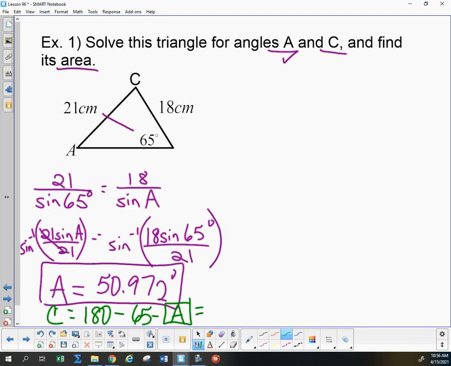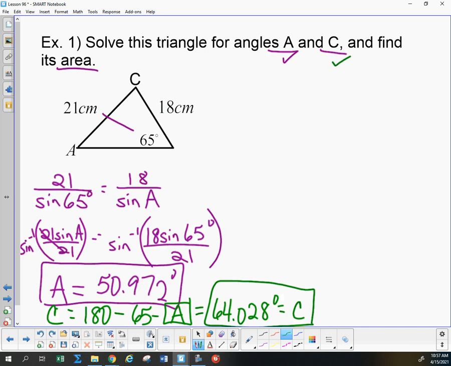And who has that? Elaine, you've got that? 64.028. Give me a thumbs up or down. Okay, looks like that's good. And I'm going to repeat my C just so it's easier to tell when checking which was which. So now we have both of the angles.